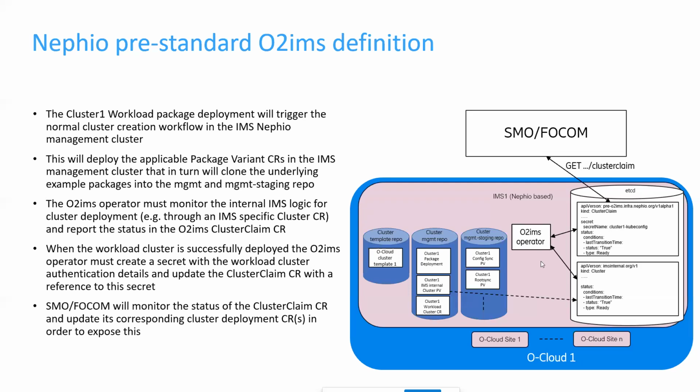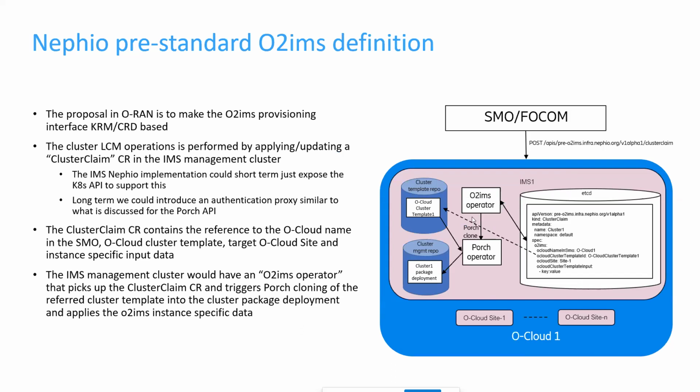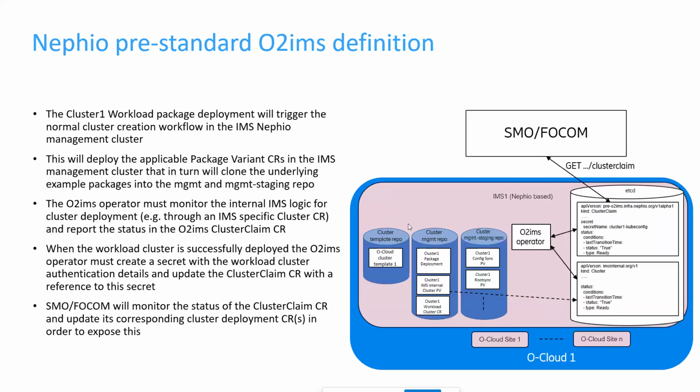Yeah. So actually, the role of the O2IMS operator in this slide is much less than that. I almost should have had a slide in between, because what I see is that the O2IMS operator essentially does this package cloning of the cluster package deployment. Then there is a whole lot of things that are done here by the current standard existing NEFIO mechanisms. This cluster package deployment, the way it already works today, is the one that triggers all these package variants to be cloned into the staging repo. And this IMS internal cluster package variant is also cloned in here.